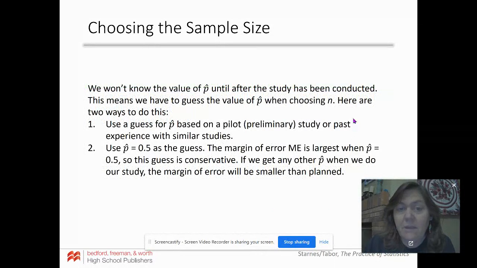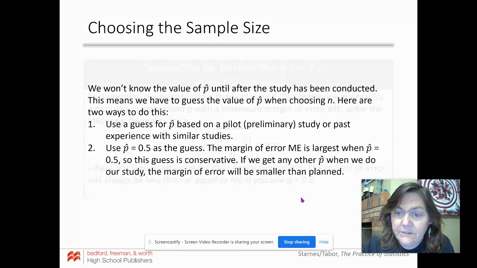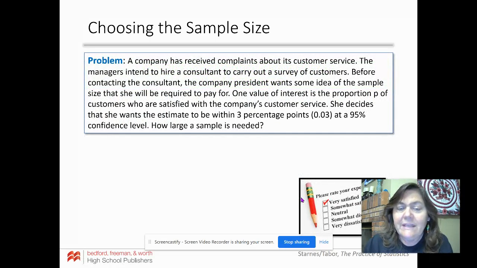So let's go ahead. Let's do an example, choosing the sample size.